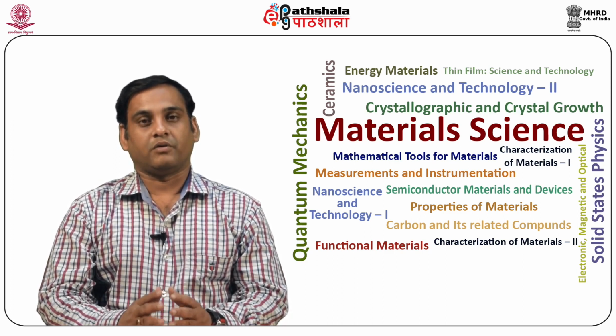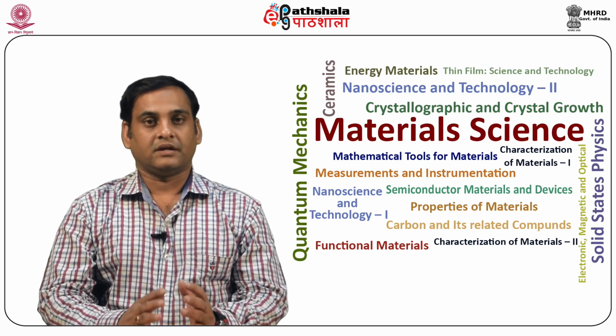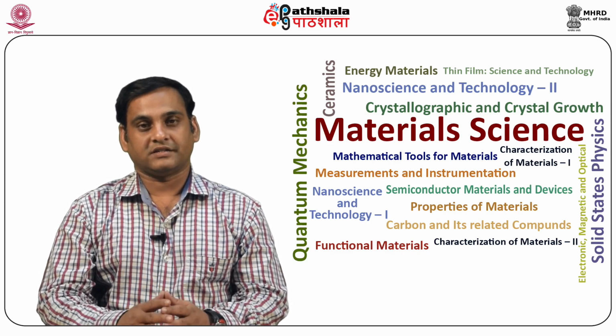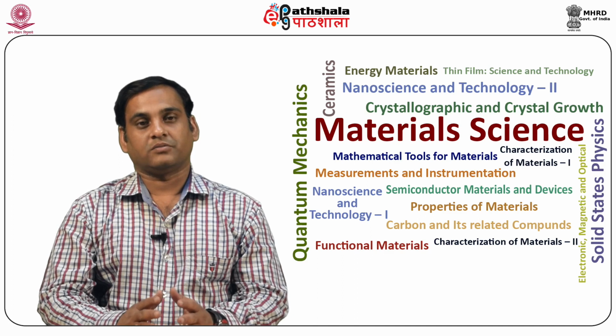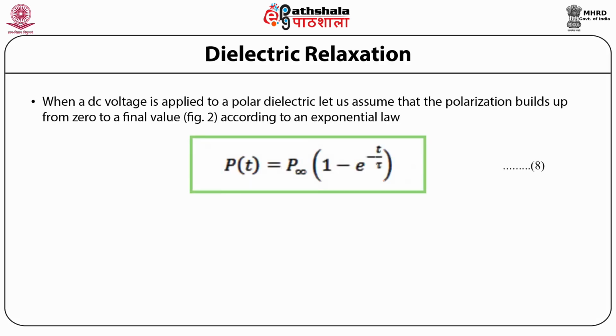Similarly, the buildup of polarization following the sudden application of a direct voltage takes a finite time interval before the polarization attains its maximum value. This phenomenon is described by the general term dielectric relaxation. When a DC voltage is applied to a polar dielectric, let us assume that the polarization builds up from 0 to a final value, as shown in figure 2, according to an exponential law.